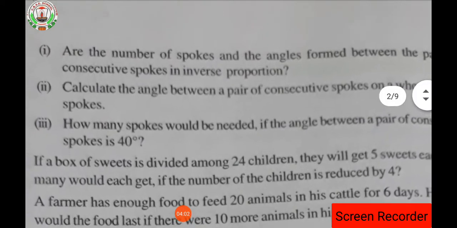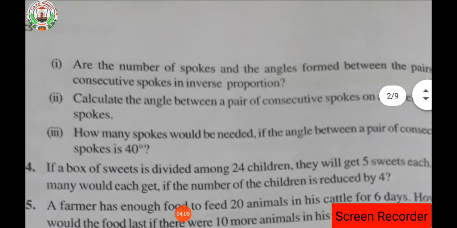Next, question number 4. It says that if a box of sweets is divided among 24 children, they will get 5 sweets each. How many would each get if the number of children is reduced by 4? Reduced by 4, that means obviously some words are indicating that it belongs to inverse proportion. Here the number of children is reduced by 4. That means we have to apply inverse proportion here.